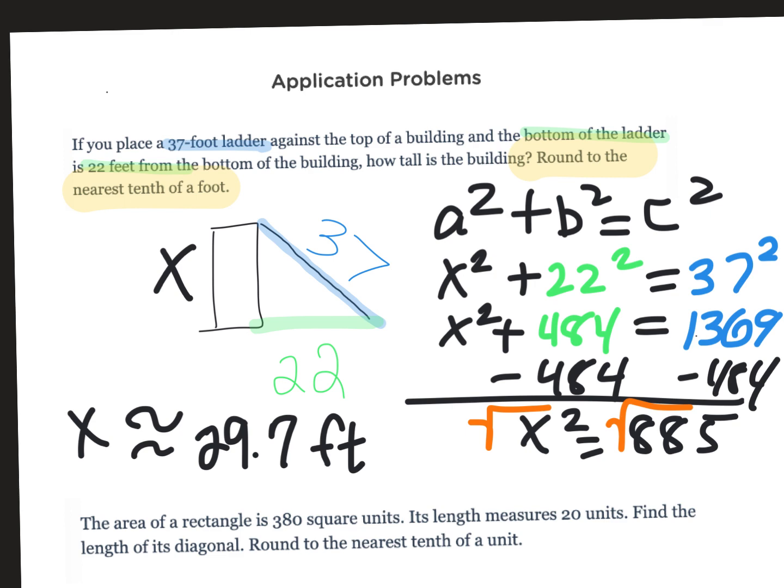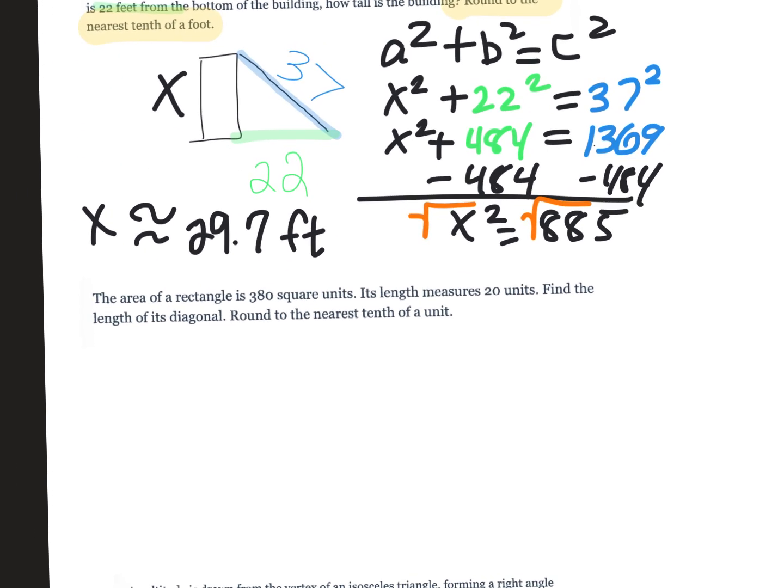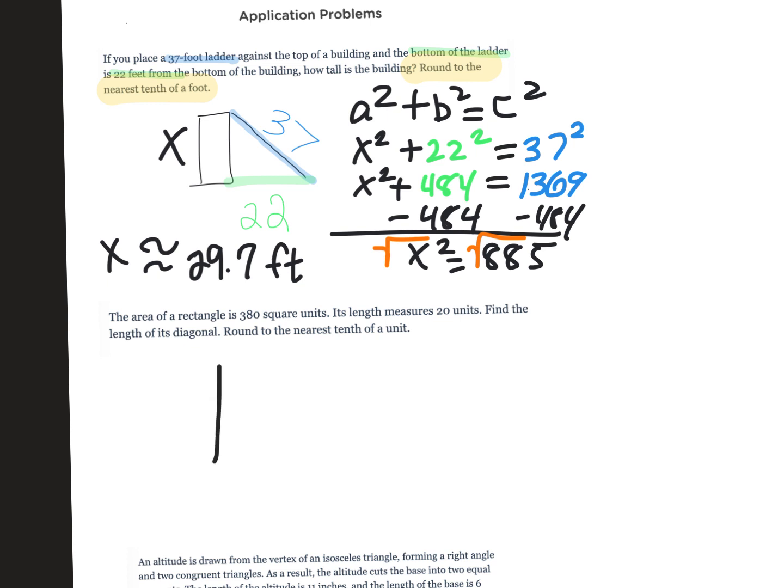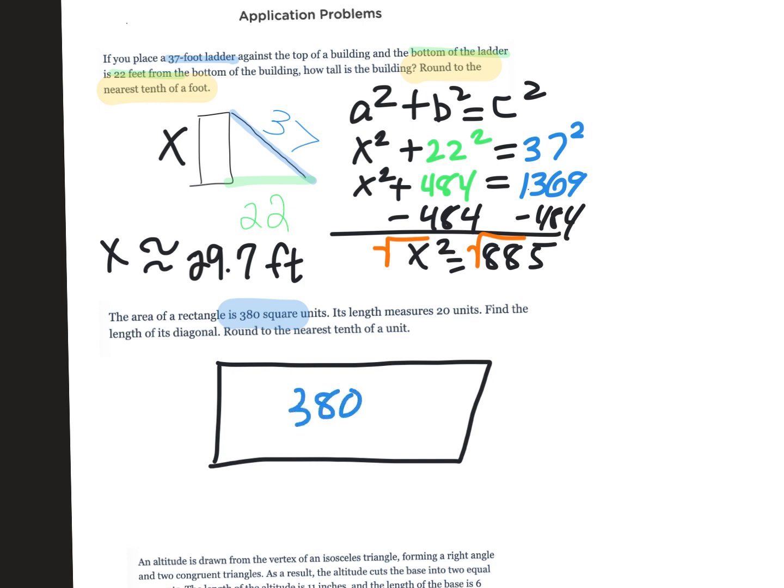All right, so the second type that you might see is something like this. You've got a rectangle. So go ahead and draw yourself a rectangle, hopefully better than the one that I just did. And the area is 380 square units. And it tells you that the length is 20. Some people argue that that's length or that's length. It really doesn't matter. You're going to get the same answer. I would argue that that's the length.